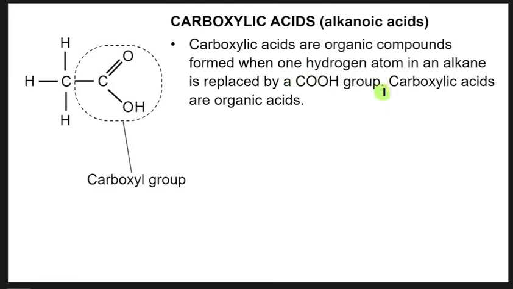All right, so carboxylic acids are organic acids. Now we are saying that carboxylic acids are organic compounds formed when one hydrogen atom in an alkane is replaced by a carboxyl group. So here, remember, in an alkane that we showed first, there was H. Now, if we remove H and put the carboxyl group, then we form a carboxylic acid. All right? So carboxylic acids are organic compounds formed when one hydrogen atom in an alkane is replaced by a carboxyl group.